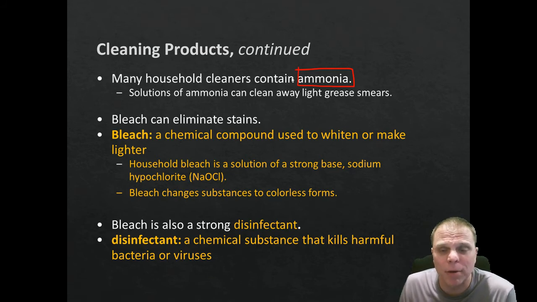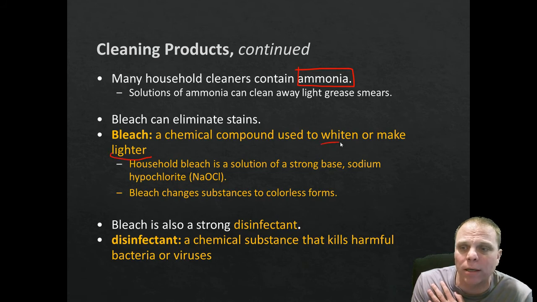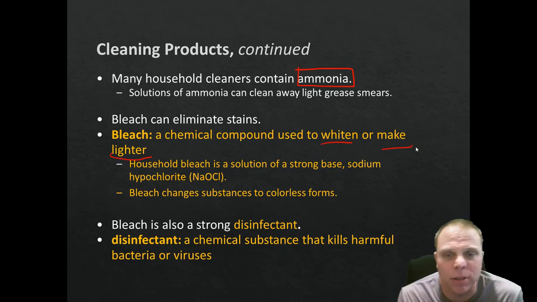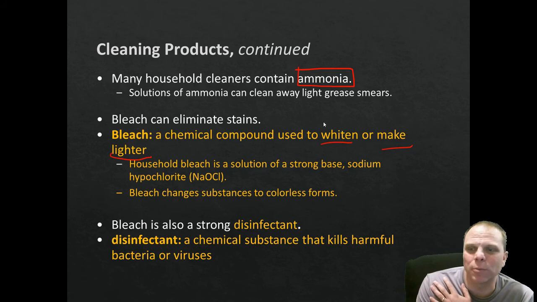Bleach is another chemical product you have in your house, which is also a base. And the function of bleach is to try to whiten or make lighter certain things. It basically is a stain remover, right? Now, when we say stain remover, we have to be careful, because it doesn't actually remove the material. It just changes the color, right? So we can kind of focus on this word whiten, because the material is still there.